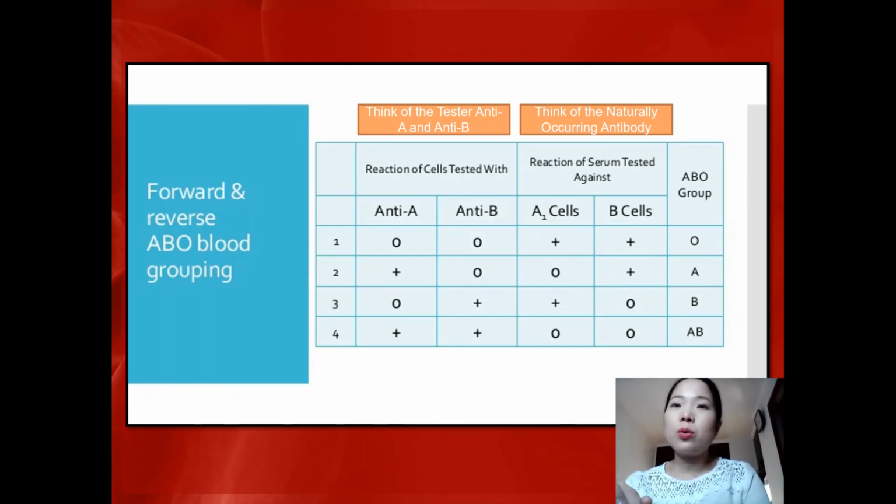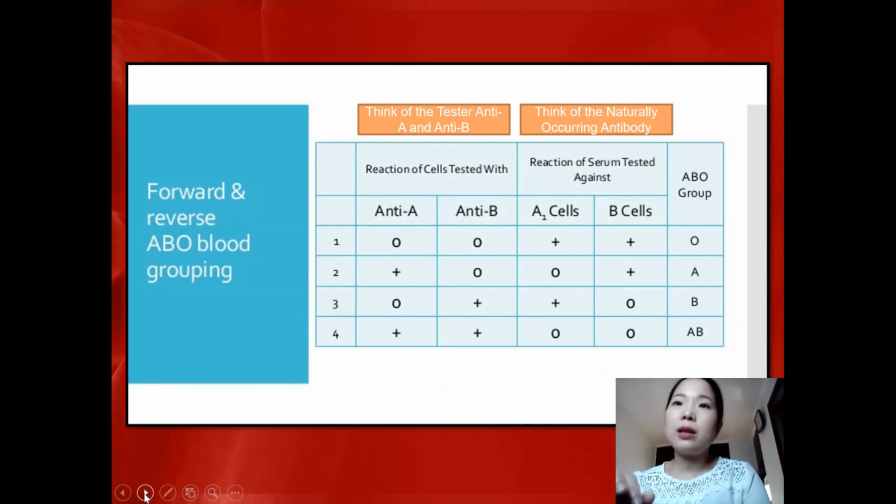So let's go first to the first blood. If you place the anti-A tester into this RBC, it means that this first blood doesn't have an A antigen on its RBC membrane. And if you place an anti-B, it means that this does not have a B antigen on its RBC membrane. So the question: what is the blood type that does not have an A or a B antigen on its membrane? That would be your O blood type.